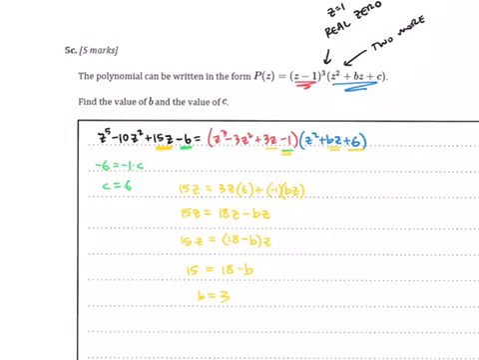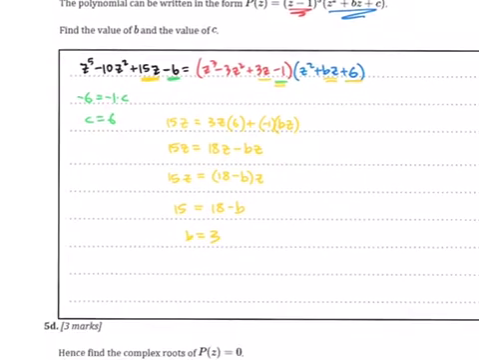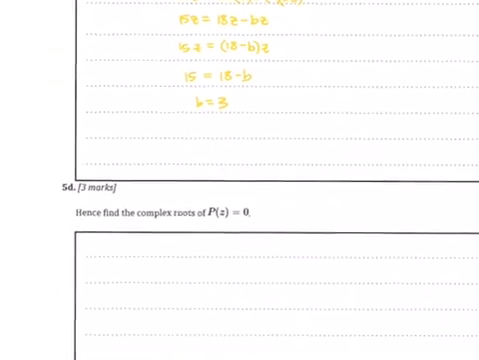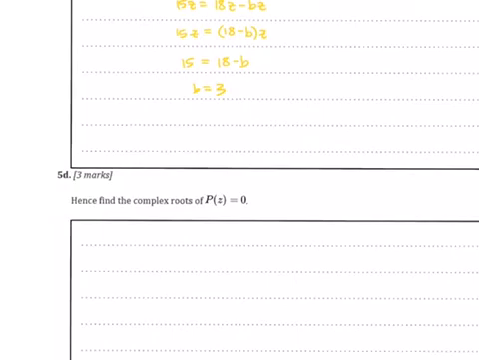Okay, so I found c and I found b. In classic IB fashion, I'm just wondering how that is going to go into the next part of the problem. Find the complex, oh nice, find the complex roots. Okay, so they're telling me there are complex roots. I didn't know that until right now.